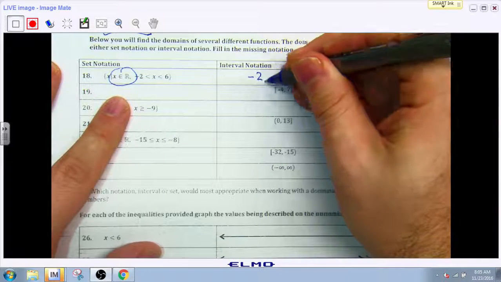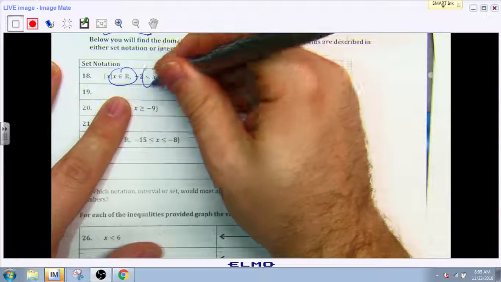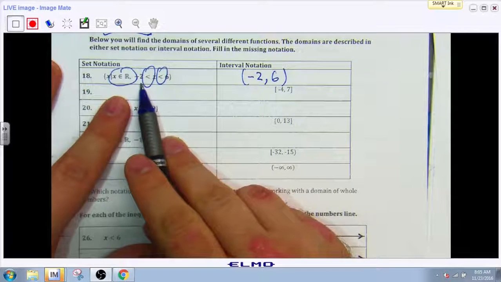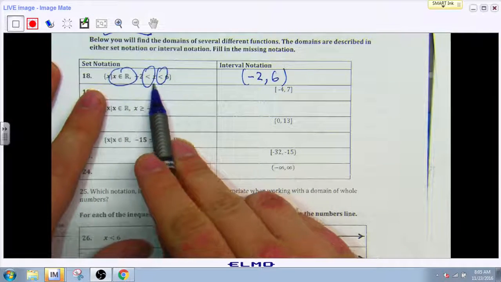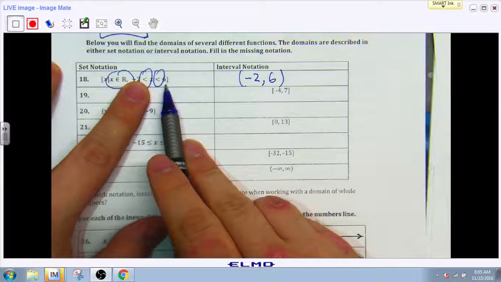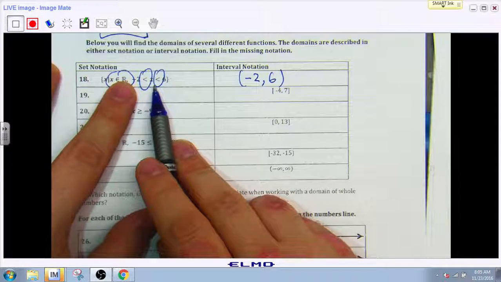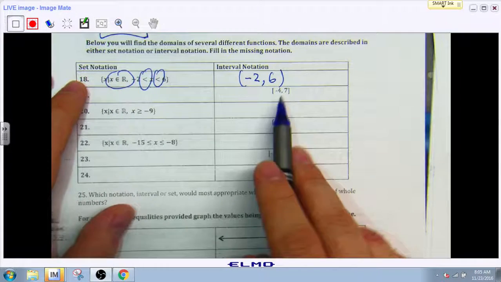We know that -2, 6, and because it's less than, we're going to put parentheses because -2 doesn't count and 6 doesn't count. X can't be 6 because x is not less than 6. X can't be -2 because -2 is not less than -2. It's the same thing.